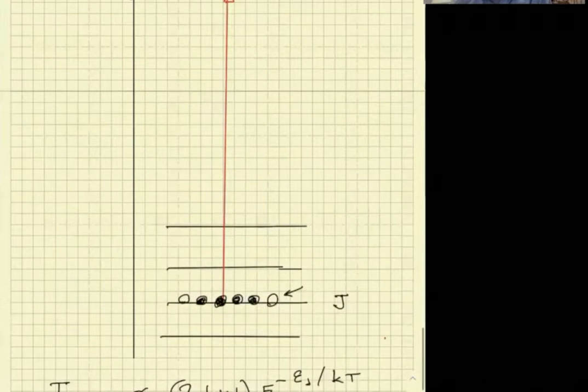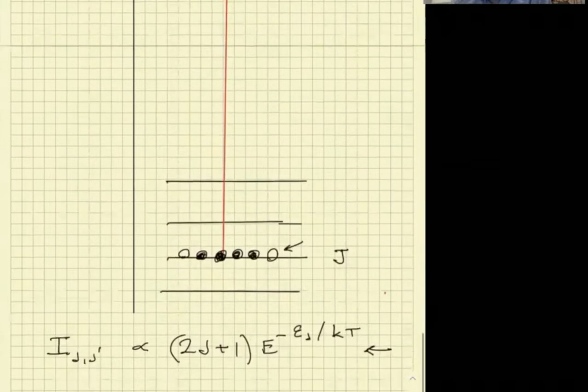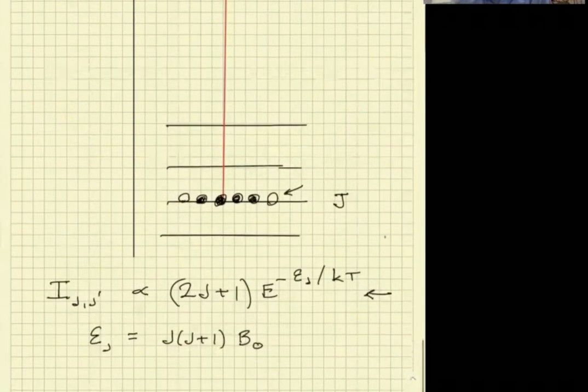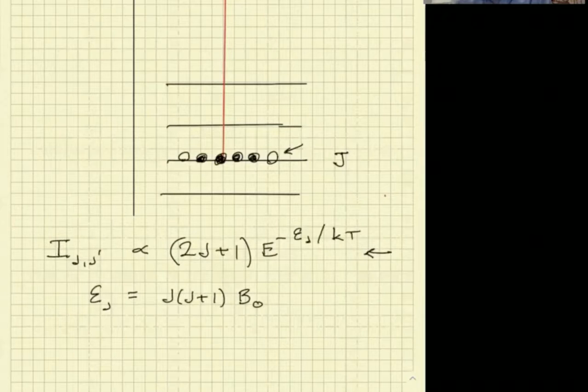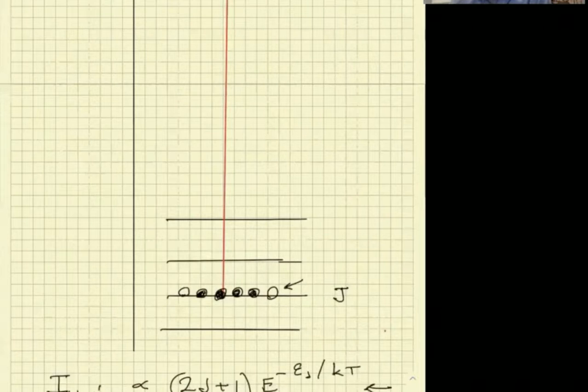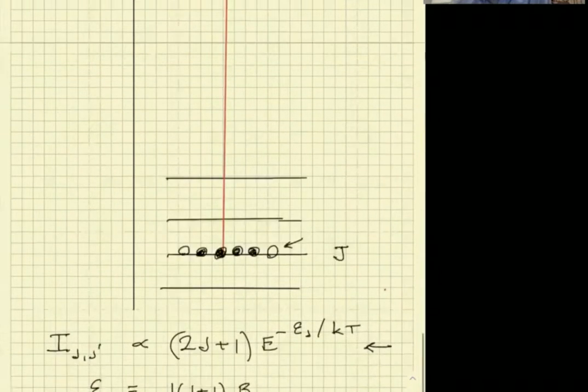So the absorption intensity is given by this expression here, where E sub J is the energy of the lower state. So it's J times J plus 1 times B0. Okay? You have to be a little careful with this expression, though, because notice we're using J and J prime to denote the initial and final states, and that's not how we used those terms earlier in our discussion.